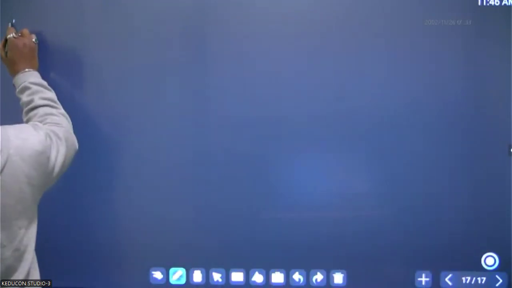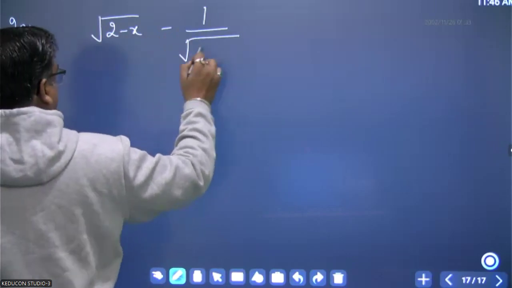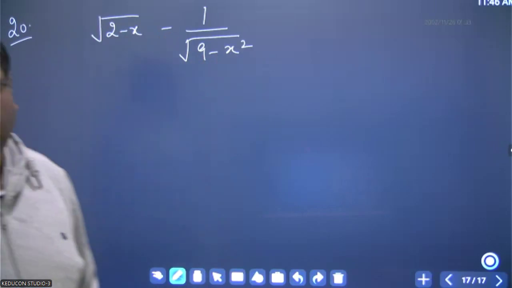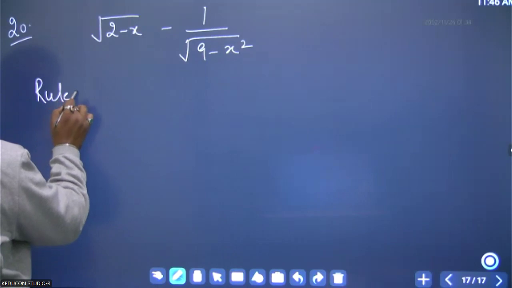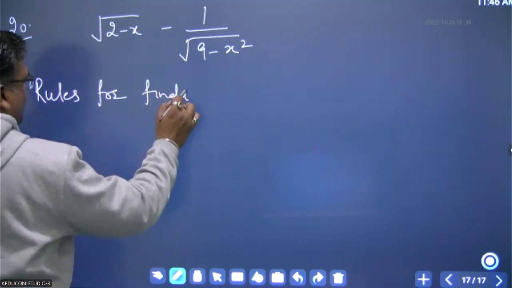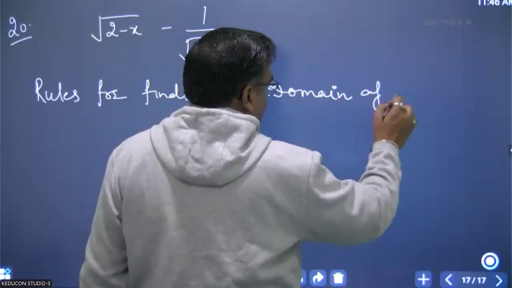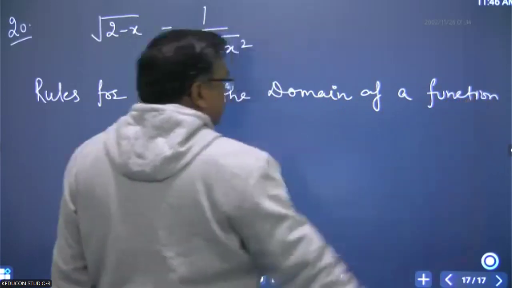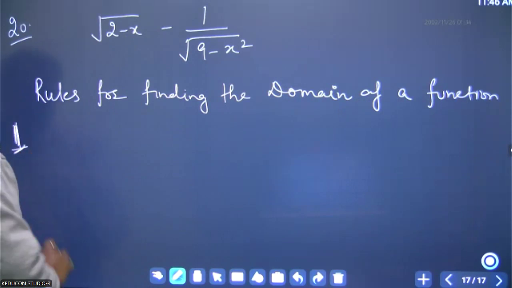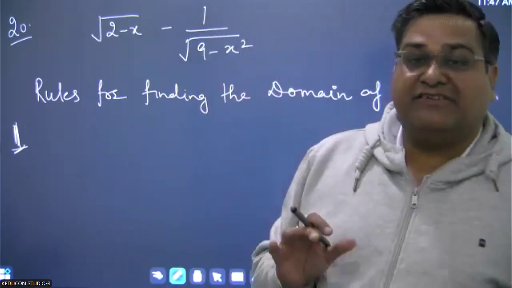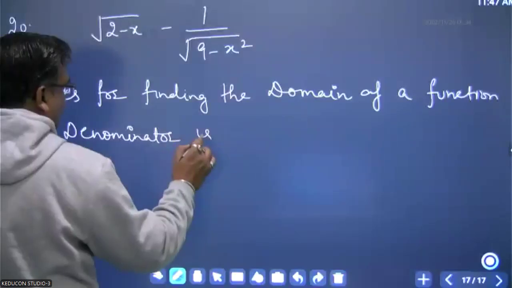Find the domain of the function. And students, now whenever you have to find the domain of the function, just apply the rules of finding the domain. I'll once again brief you about the rules for finding the domain of a function. वेरी इंपॉर्टेंट क्वेश्चन स्टूडेंट्स, इस तरह का क्वेश्चन आपके पेपर में डेफिनेटली आएगा. देखिए 3 रूल्स होते हैं स्टूडेंट्स. फर्स्ट रूल क्या होता है? The first and foremost rule is denominator is never 0.